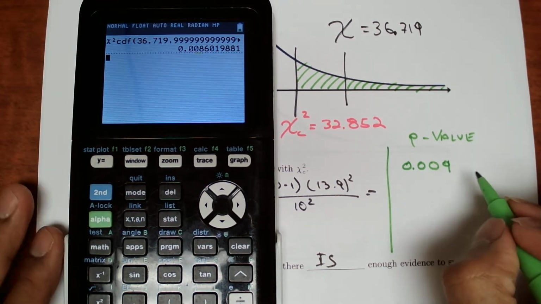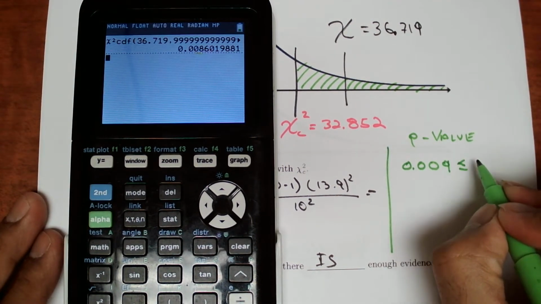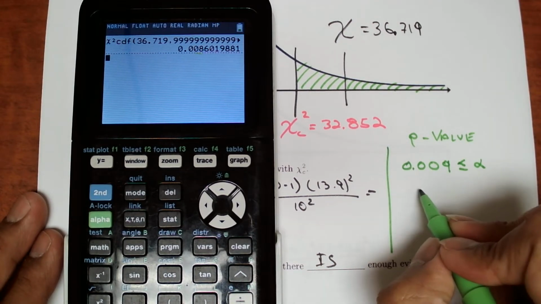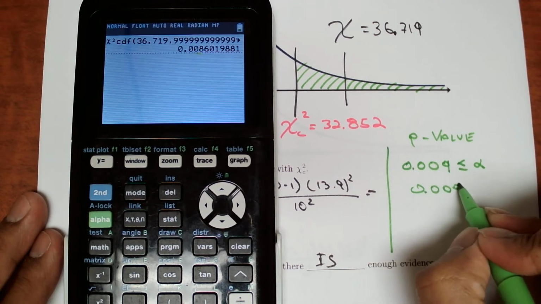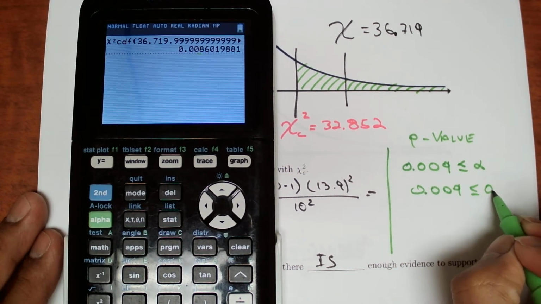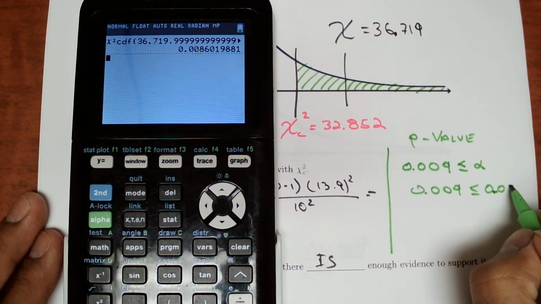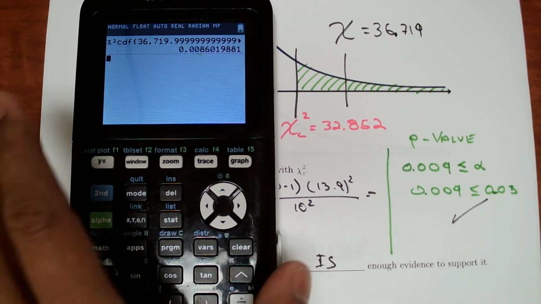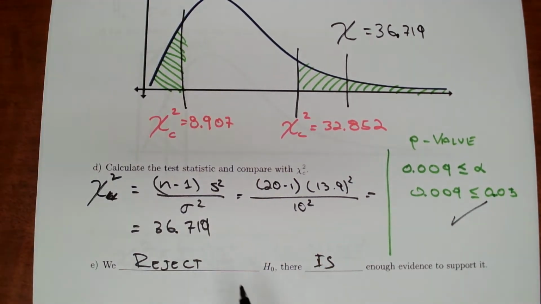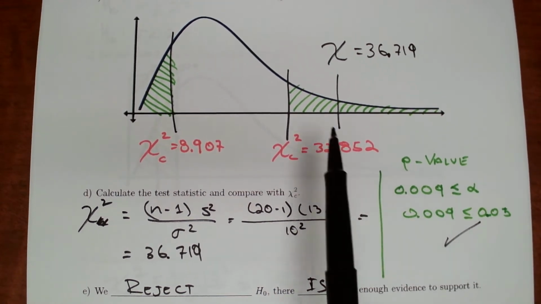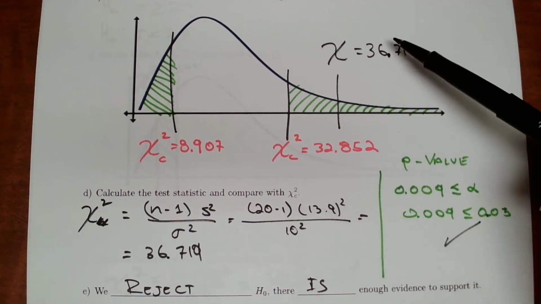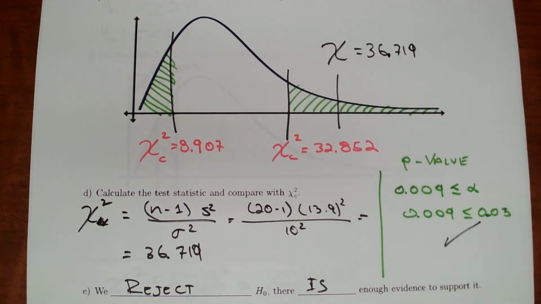And in this case, because this p-value is less than or equal to alpha, and in this case alpha equals 0.05, we have enough evidence to reject the null hypothesis, the same way as if we did it with the chi-square statistic. Notice our chi-square statistic fell within the shaded region.